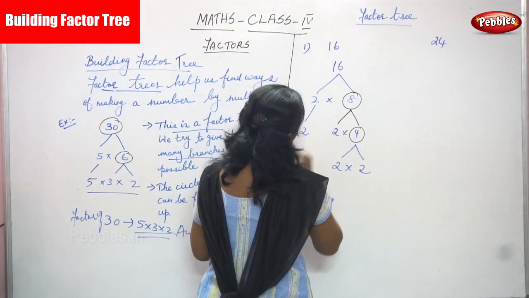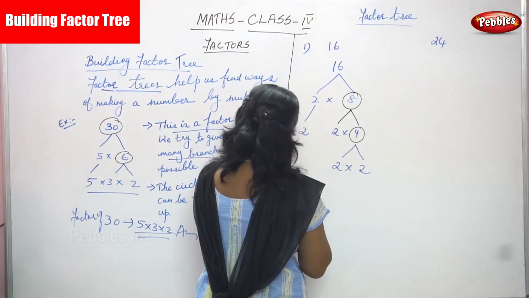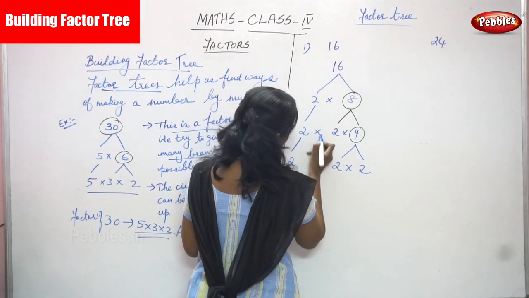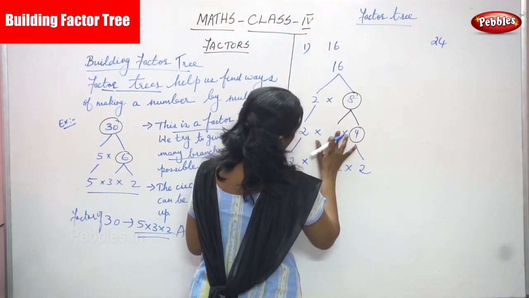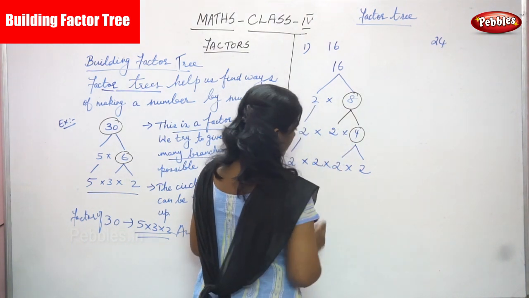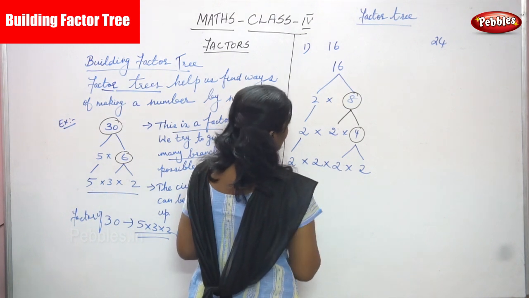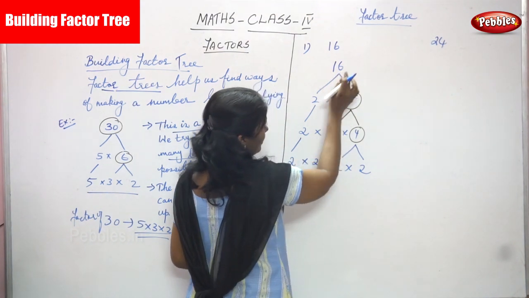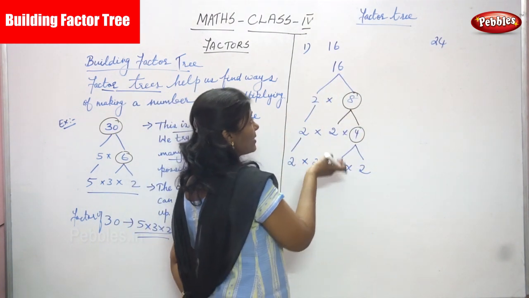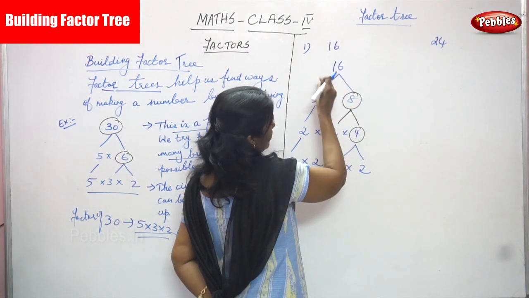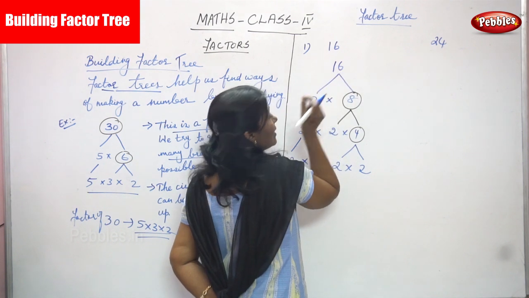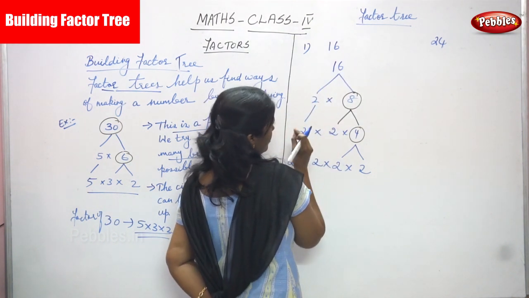Now you have to write 2, then multiplication, then you must write 2 into. That means for 16 you have to draw the factor tree and find the factor of 16. We are using the factor tree method for 16.